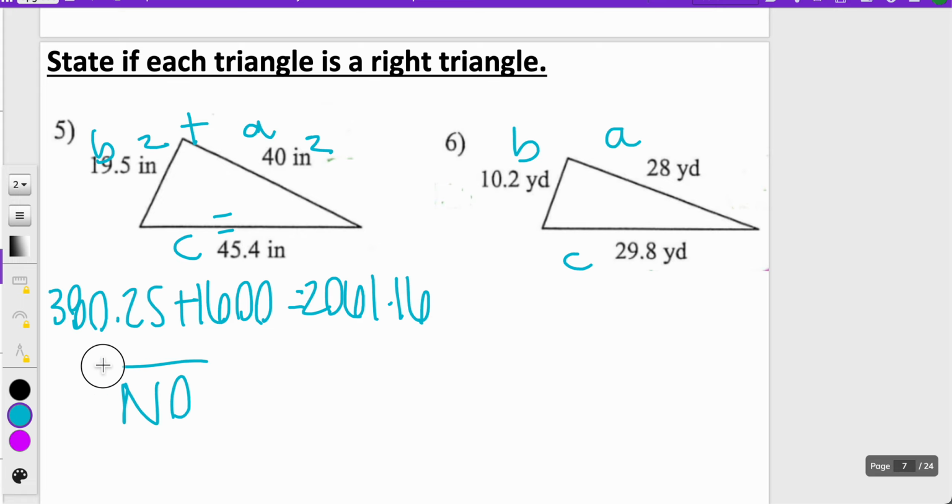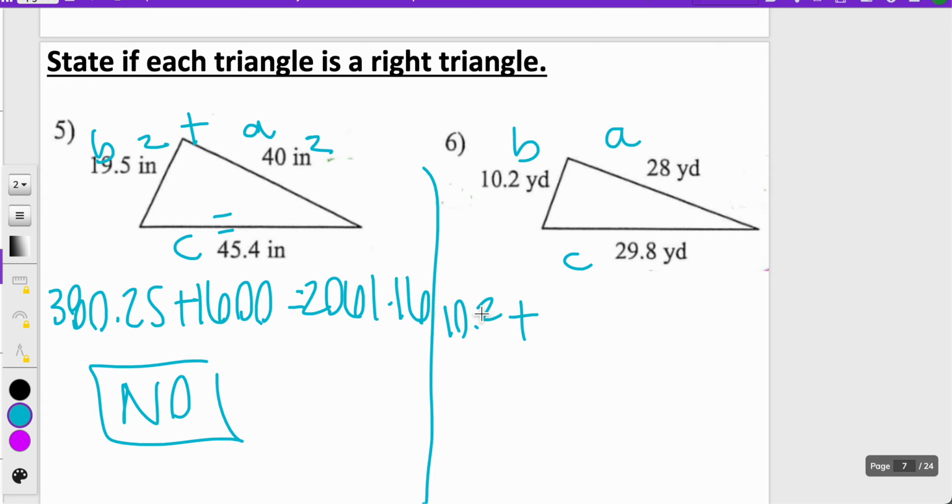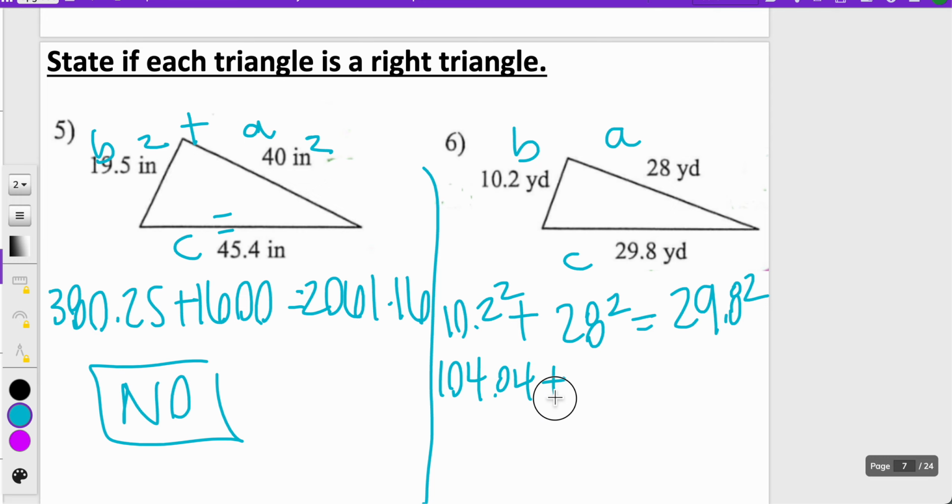So this is no. For my number 6, 10.2 squared plus 28 squared should be equal to 29.8 squared. And 10.2 squared is 104.04. 28 squared is 784. And 29.8 squared is 888.04, or 888.04, and that is right, so yes.